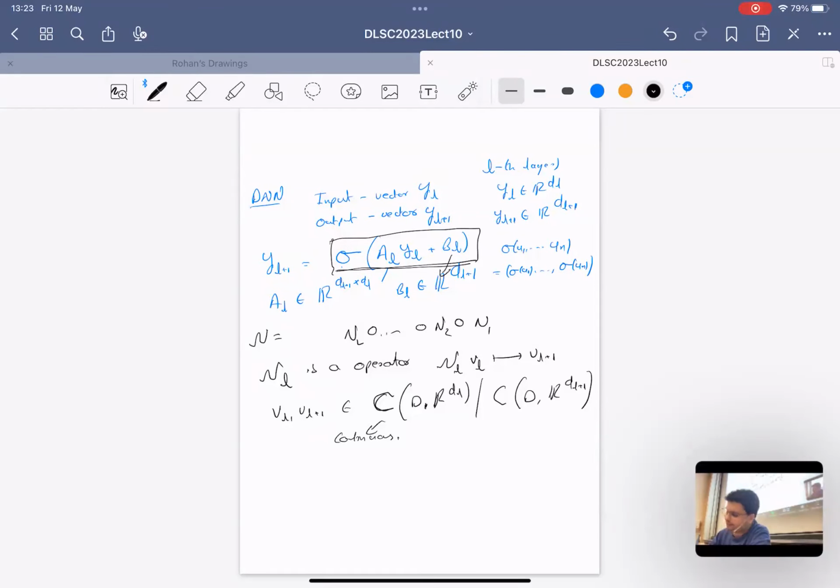In principle, in practice, of course, we can't store functions on computers. We have to work with something which is discrete, but let's wait for a minute. So now we can replace it with a bias function. So B_L becomes a function. Earlier it was a vector.